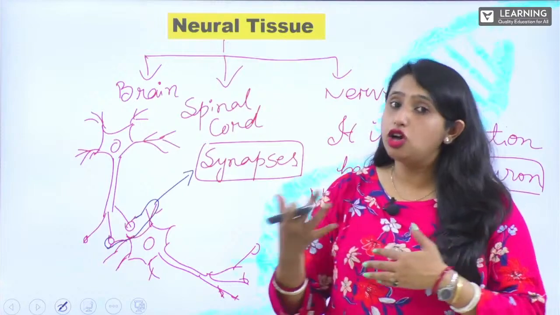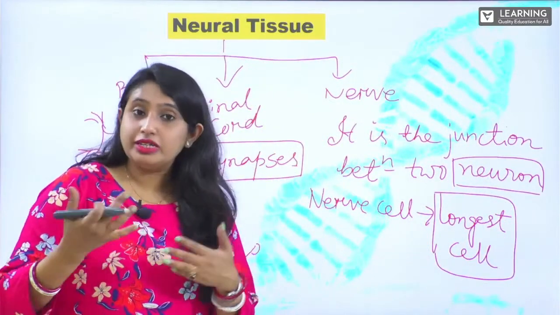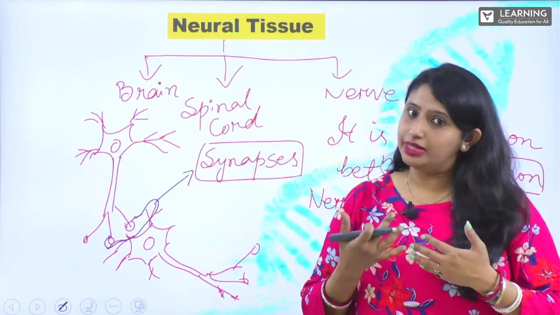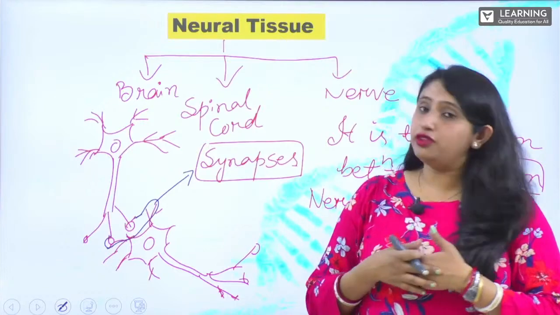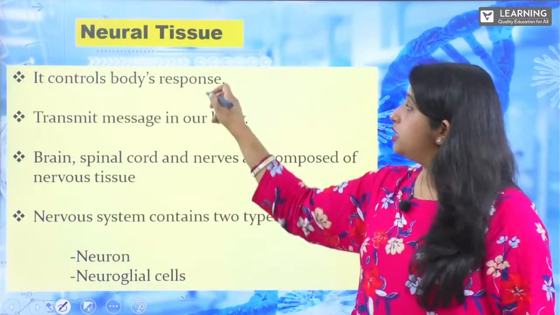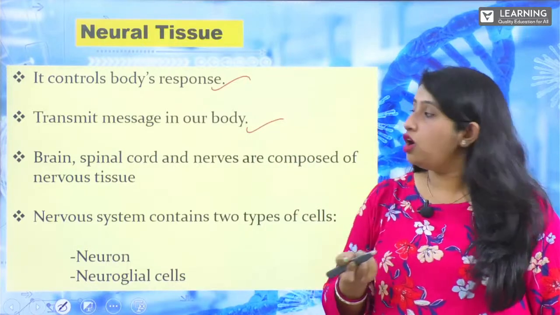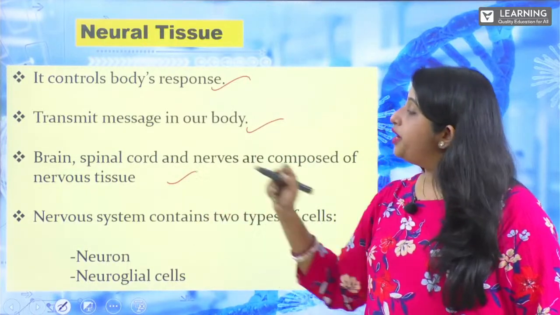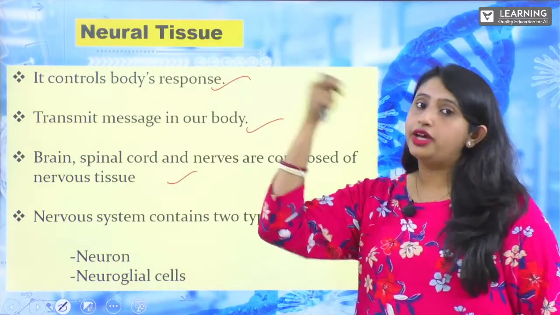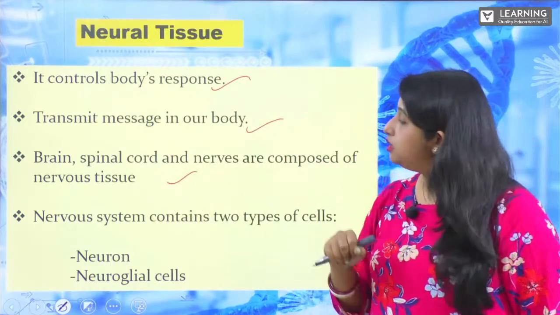It controls and coordinates, and also it is responsible for passing the information. It passes the information between the various cells. Is that clear? So this is the function of the neural tissue. It controls the body's response, right? Transmits the message in our body, and also brain, spinal cord, and the nerves are composed of the nervous tissue. That is where it is present, right? It is present in the brain, spinal cord, and the nerves.